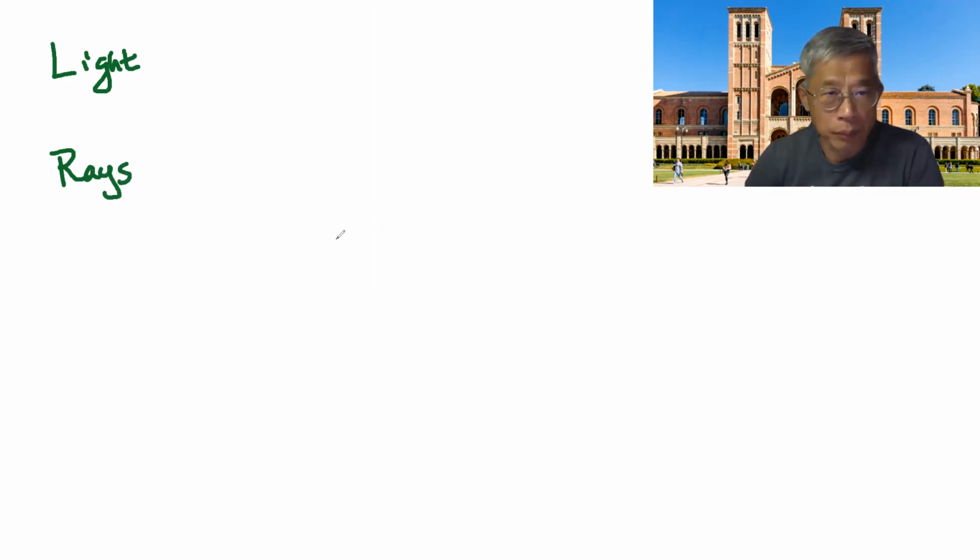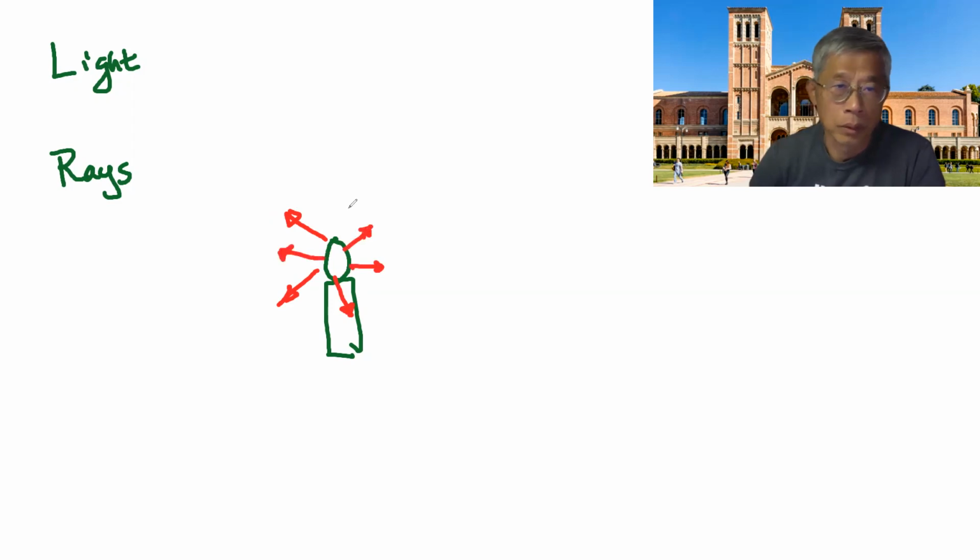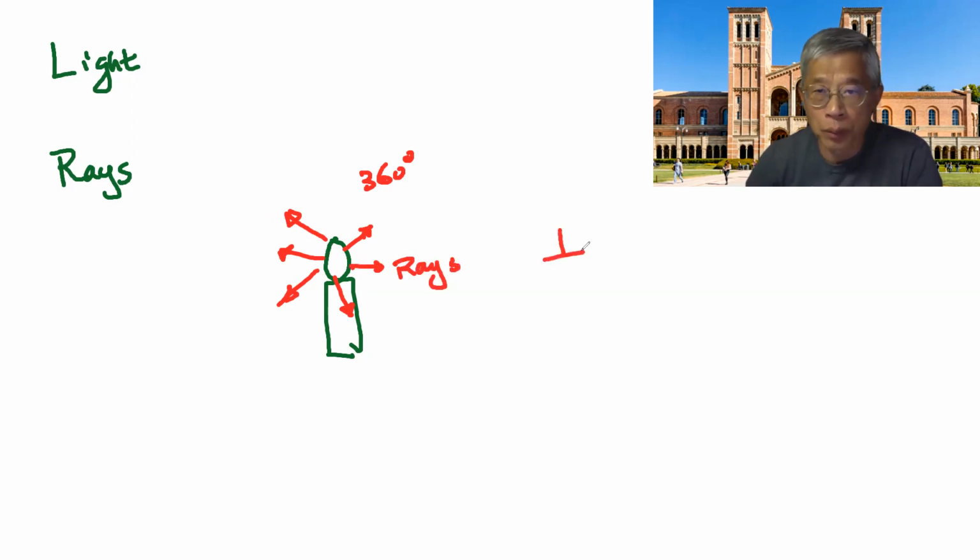So we have a light source, like a candle, right? The light will actually go out in 360 degrees. So this is 360 degrees. What are we drawing? We are drawing rays. We call them rays, but really, this ray is 90 degrees to the wavefront.